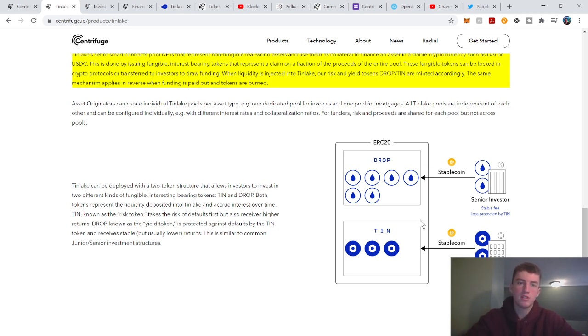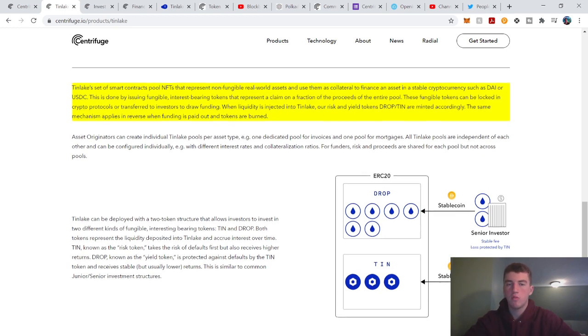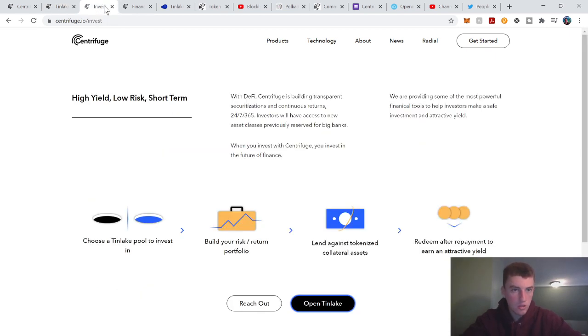So we'll see what gets built around this. MakerDAO is a huge aspect of Centrifuge. I'm pretty sure they work closely together. So that's exciting.